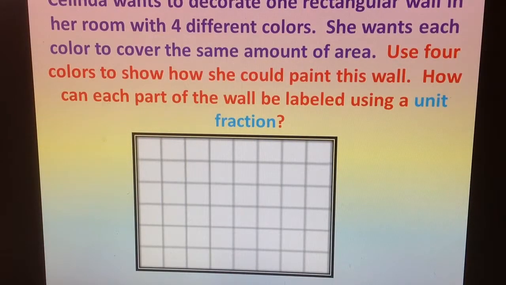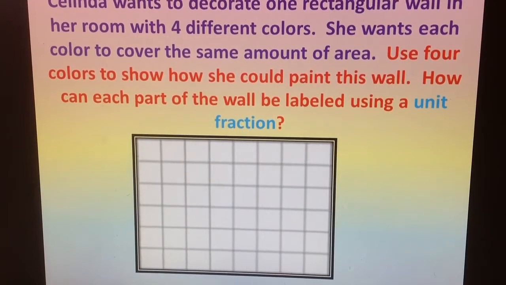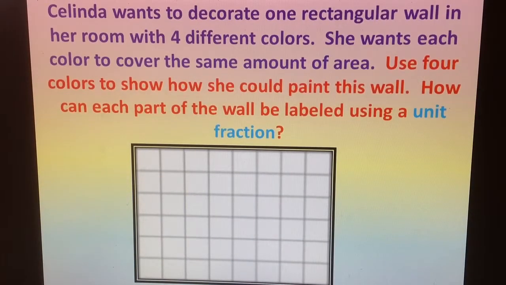Okay, here's a question we worked with today. Celinda wants to decorate one rectangular wall of her room with 4 different colors. She wants each color to cover the same amount of area. Use 4 colors to show how she could paint this wall. How can each part of the wall be labeled using a unit fraction?